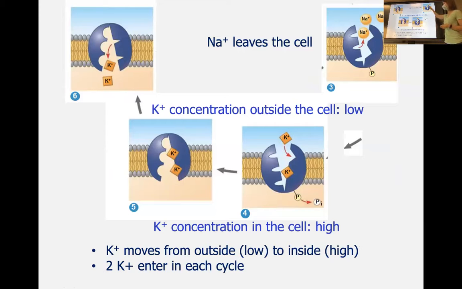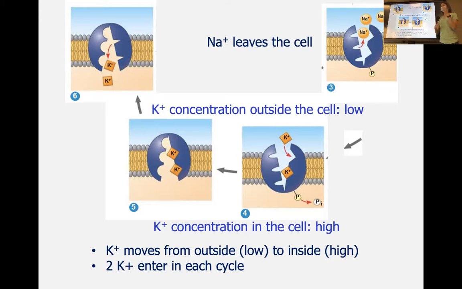Now we're going in this cycle here. So step 4, first off, the potassium, which is K, potassium concentration in the cell is high. Outside the cell is low. We want to make it even higher in the cell and even lower outside the cell. So each cycle will bring in 2 potassium ions. You see them here on that protein. So for every 3 sodium that go out, 2 potassium come in.